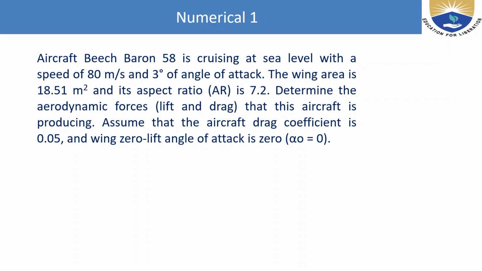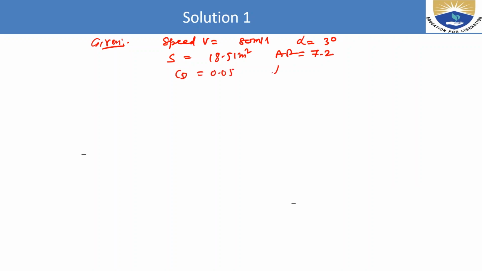So, here we have given some data. The given data is the speed of this aircraft, V is equal to 80 meter per second. Alpha, that is angle of attack, is 3°. Area S is equal to 18.51 meter square. Aspect ratio is equal to 7.2. CD is equal to 0.05 and alpha 0 is equal to 0. So now we will start the solution of this problem.